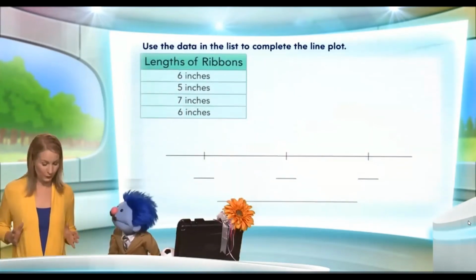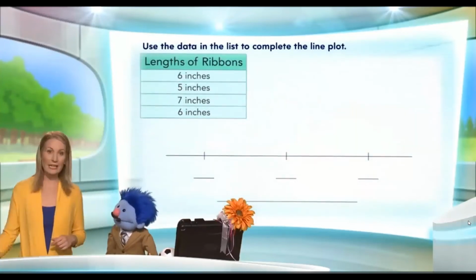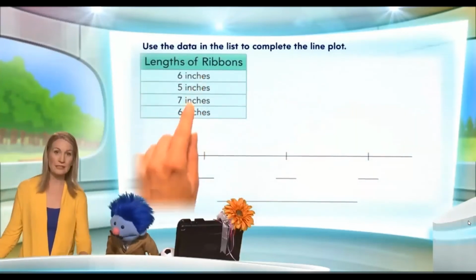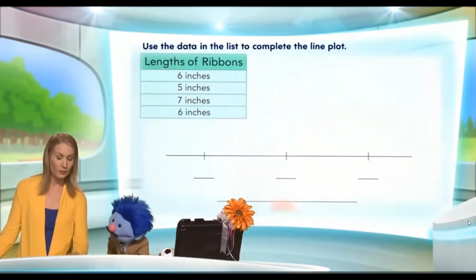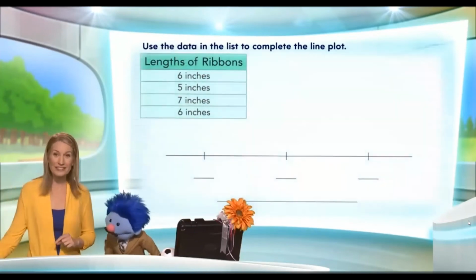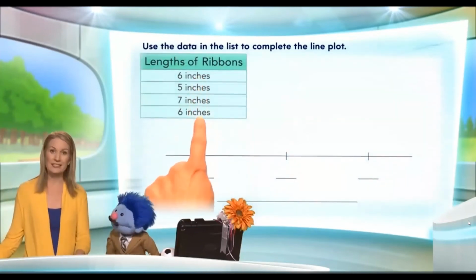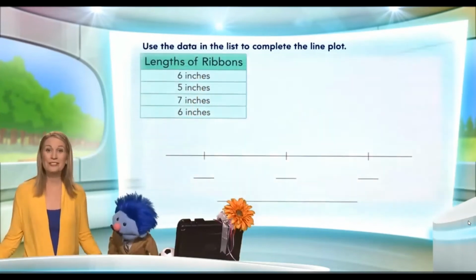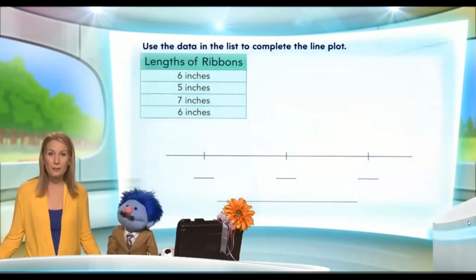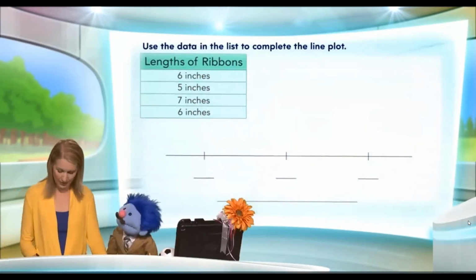So what we're going to do first is we're going to title this line plot. Now take a look at the title of this list. Lengths of ribbons. That's right, lengths of ribbons. And the units in the data are inches. So we're going to use the title lengths of ribbons in inches. So I'll just go ahead and drag that right here.